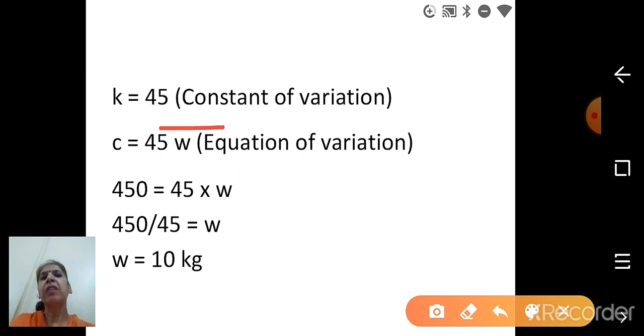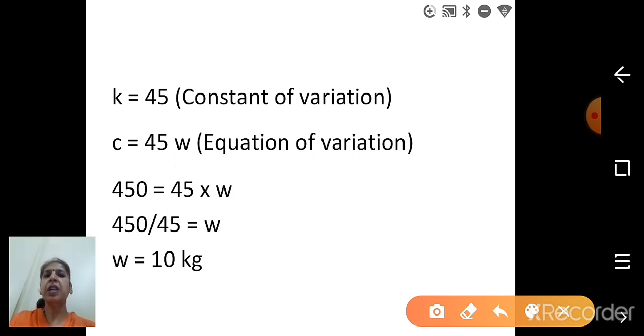What is written in brackets is not necessary for you to write, because you have a time limit in which you have to complete the paper. That is also very important. So do the main steps. K, that is the constant, is 45. Then the equation of variation is C is equal to 45W.